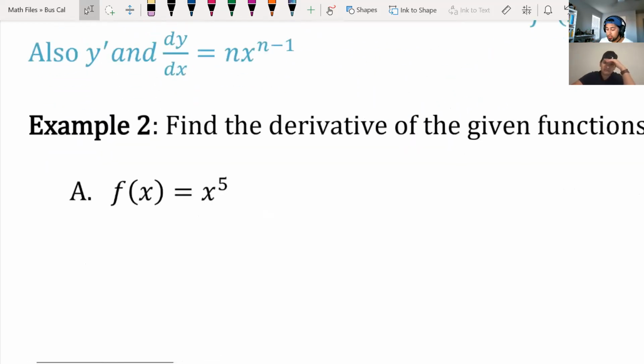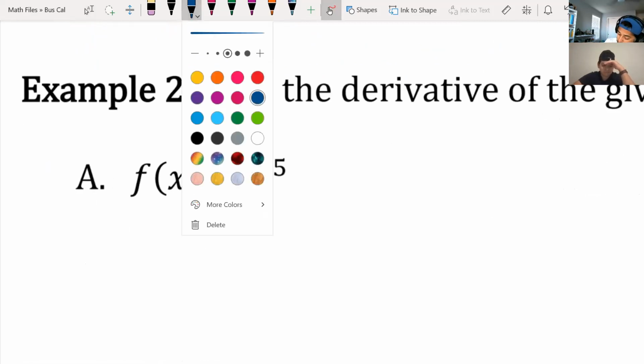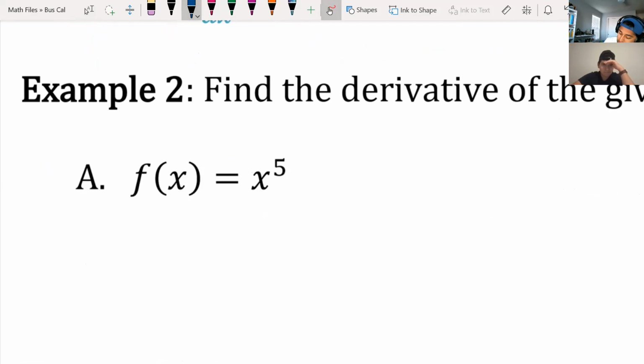So let's get started on these derivatives using the power rule. The power rule is your new best friend. So for the first one, here we want the derivative of x to the fifth.